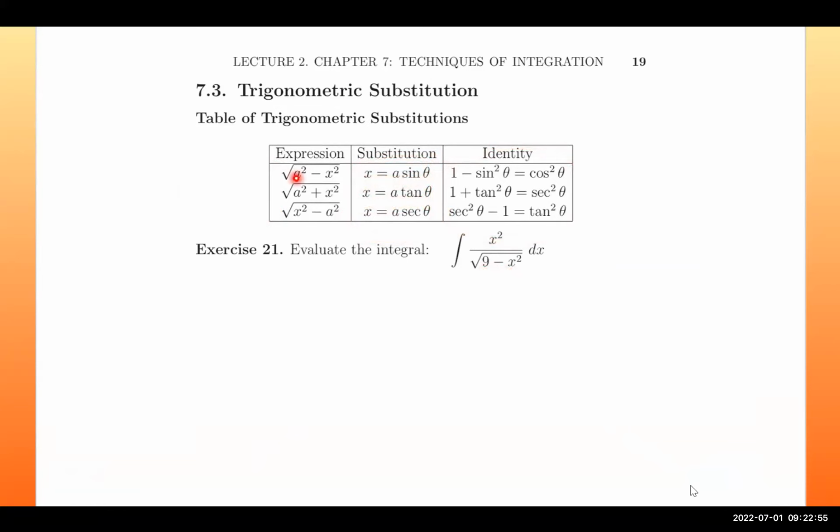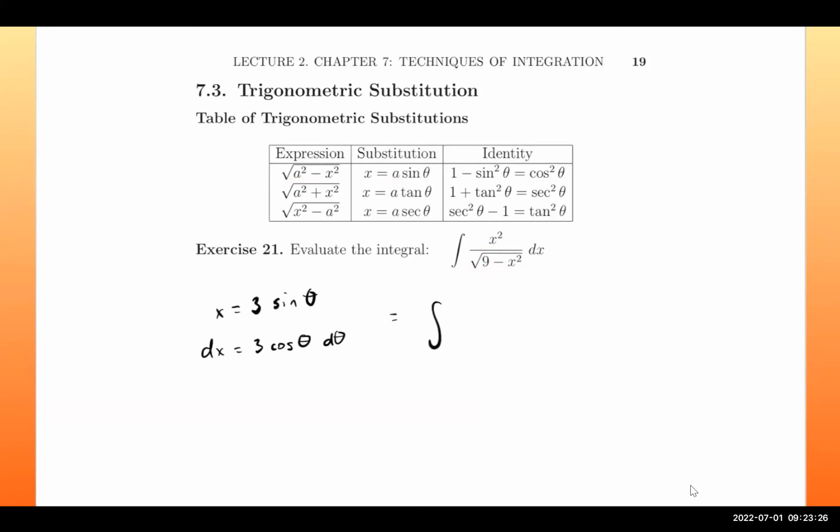which means we want to go with this, your 9 minus x squared. So therefore, our substitution needs to be x equals a, which is the square root of this number, which is 3, because a squared is 9, therefore a is 3. So this would be 3 sine theta. All right, if you differentiate, you're going to get dx is equal to 3 cosine theta d theta.